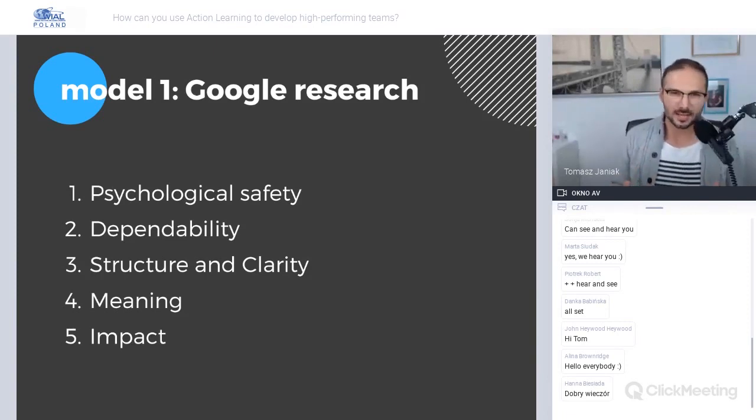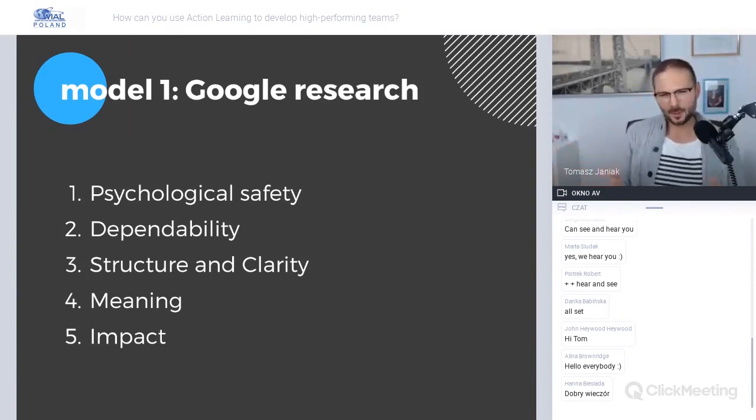Psychological safety means that I, as a team member, have this belief that if I make a mistake, it's not going to be held against me, but it will be an opportunity for learning. Dependability means that I, as a team member, know that when my colleagues say that they will do something, they will do it. They will deliver what they are supposed to deliver, and I can count on them. I can depend on the rest of my team. Structure and clarity means I know the roles. I know who does what, and why. I know when I should go to which person, in which situations. Should I use whose expertise?